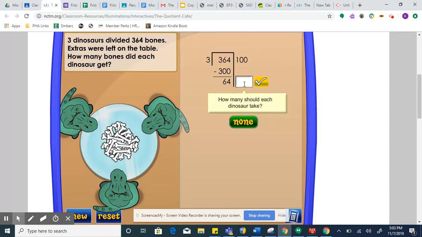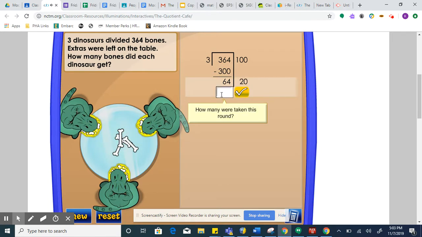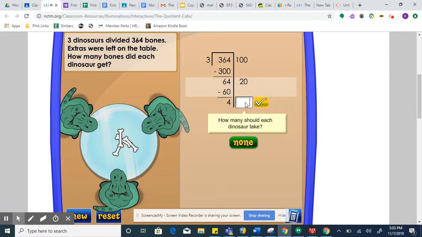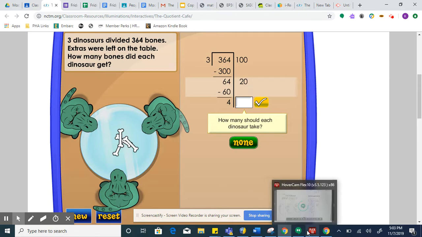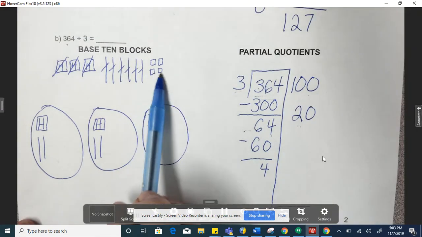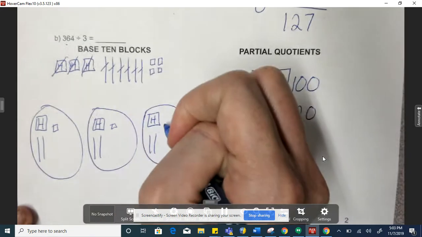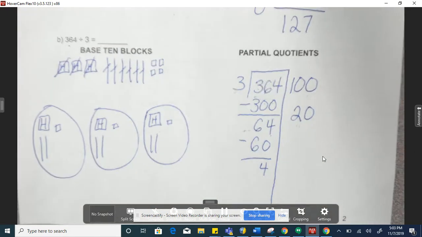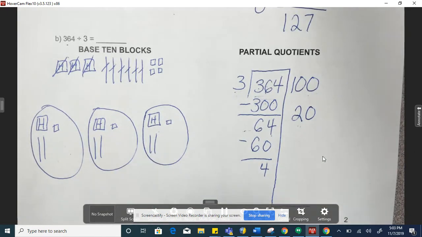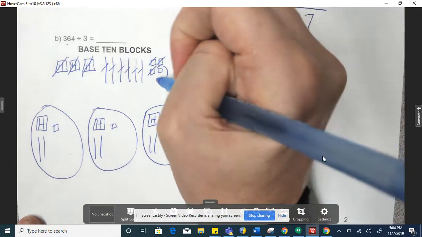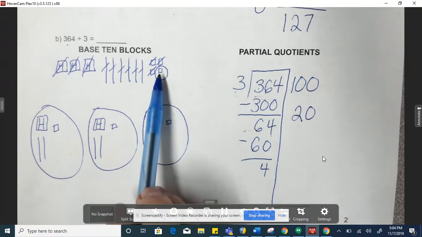Let's go back here. We said that each dinosaur is going to be getting 20 bones. That means they're going to be eating a total of 60 bones. And we have now 4 bones left, which we can count on the plate. So let's see. We want to evenly distribute those 4 bones. So here we have 4 ones left over. Let's give each dinosaur 1 bone. So now that we've given them each 1 bone, we see that there's 3 ones that we distributed. So we're going to cross off 3 ones. Oh, look, interesting. We have 1 left over. So that's representing our remainder.